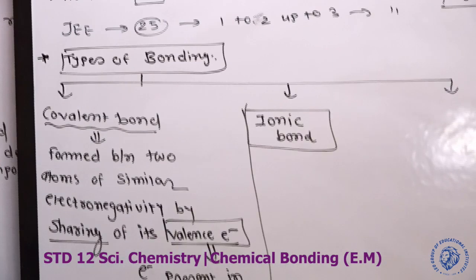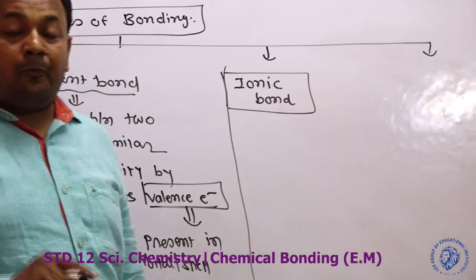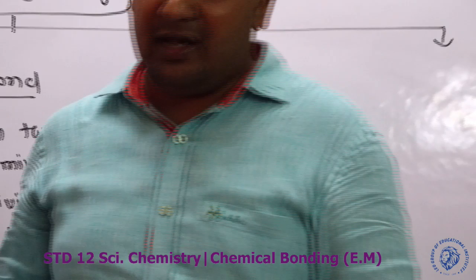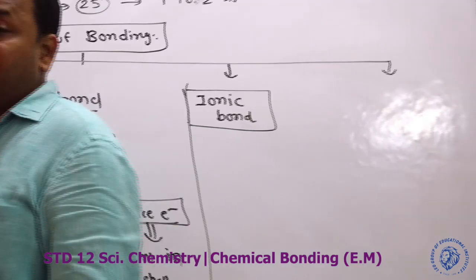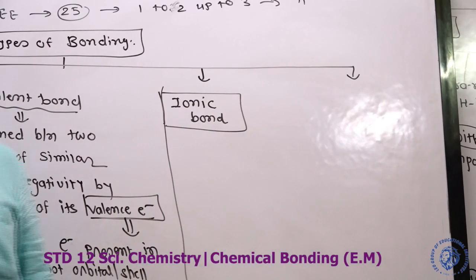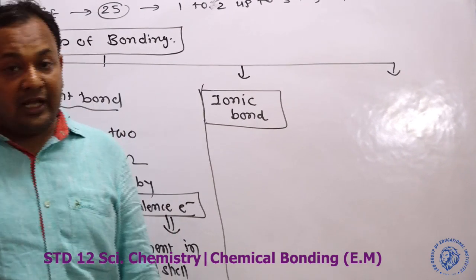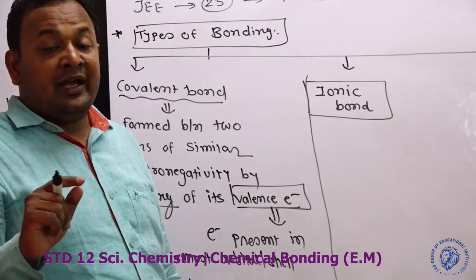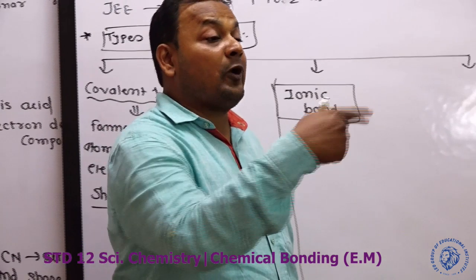Right. Now, after covalent bond, the next category of bond is ionic bond. Ionic bond normally forms between group 1 and group 2, the most electropositive elements of the periodic table, and the most electronegative elements of the periodic table, by transfer of valence electrons.